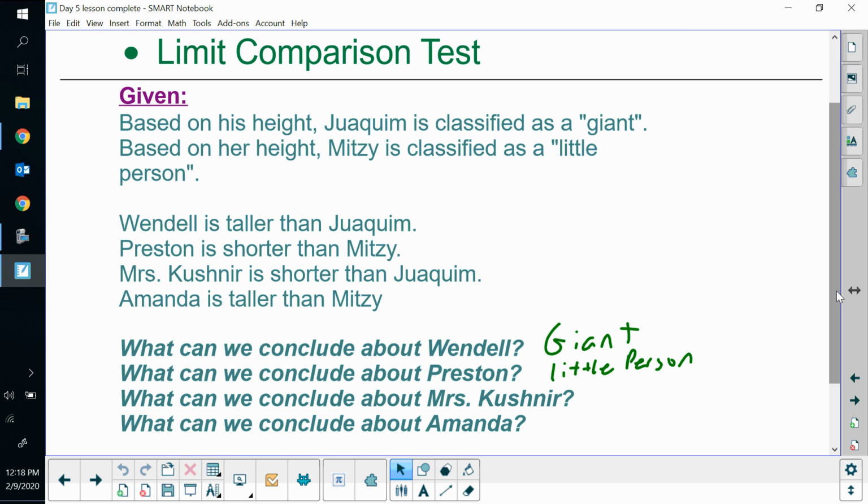Now, Mrs. Kushner. Mrs. Kushner is shorter than Joachim. Well, if Joachim is a giant, we don't know anything about people that are shorter than Joachim. We just know the people bigger than Joachim must also be a giant. And if Amanda's taller than Mitzi, well, we just know the people smaller than Mitzi should be a little person. So Mrs. Kushner and Amanda, nothing we can conclude. I'm going to switch slides.